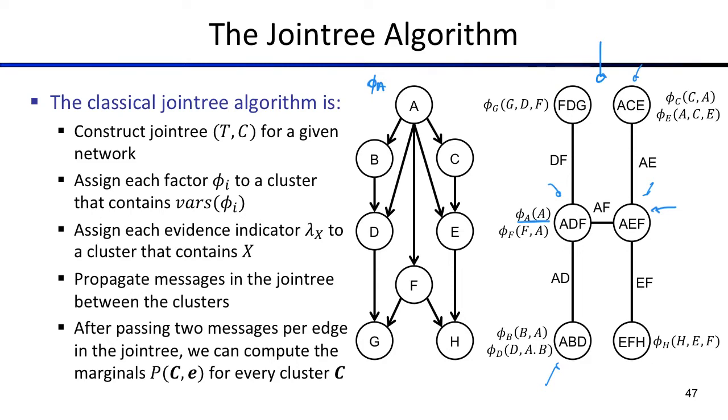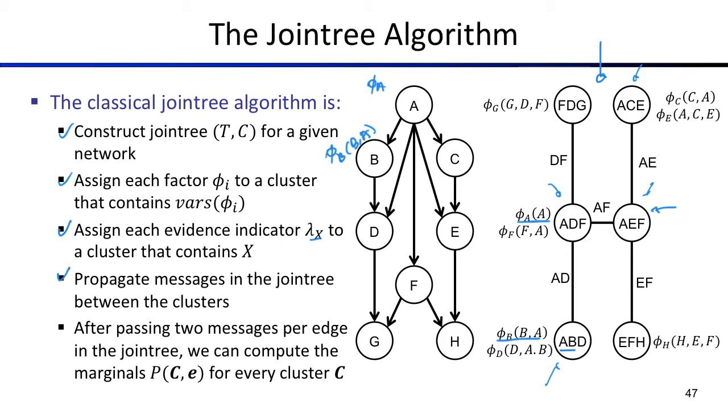In the same way, we have a factor here that is phi B that mentions variables B and A. So we need to find a place to put this, and we found it here. We have here variables A and B, so we can place phi B in this node. And we continue to do that for all the factors that we have, and also for all the evidence indicators. If you have an evidence indicator for a variable X, we need to find a cluster that mentions variable X. That should not be difficult to do. We just look here and see which cluster mentions that variable, and we put the factor there.